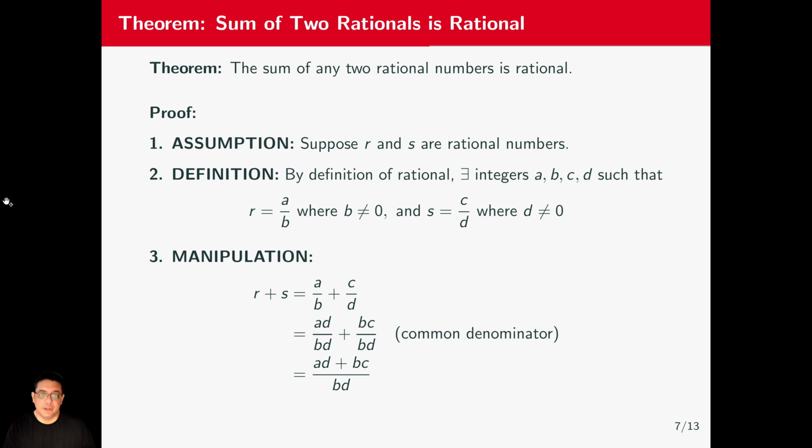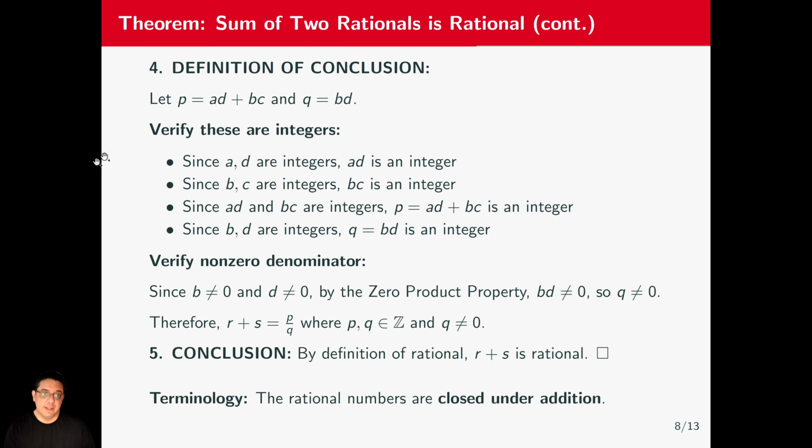Notice that we're going over the 5 steps. We go through the assumption, then the definition of the assumption, the manipulation, the definition of the conclusion, and we finally reach the conclusion. This approach of proving by the 5 steps is the ideal way to prove things.